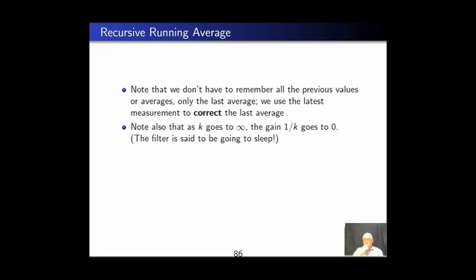But as k goes to infinity, as we said before, 1 over k goes to 0. So eventually our averaging filter is going to ignore all the new measurements. It's going to get confident enough to believe that it knows pretty well that the average is not changing and it's the same as the last, and it won't update. And that's a problem that happens with real-world Kalman filters as well, and we'll talk about that eventually.